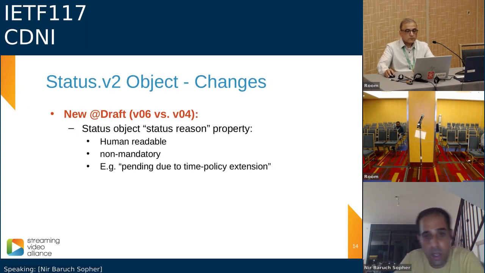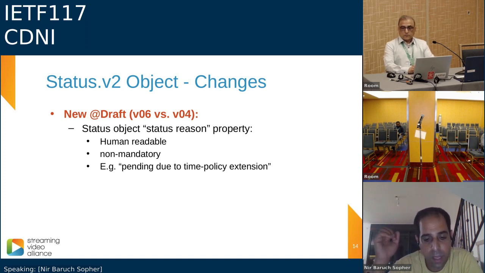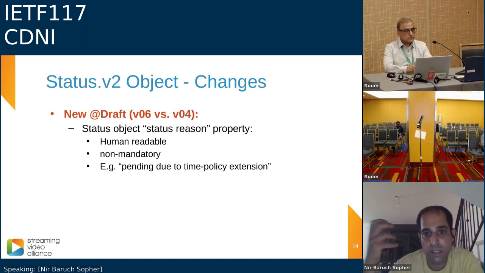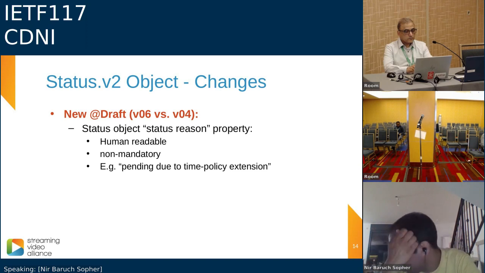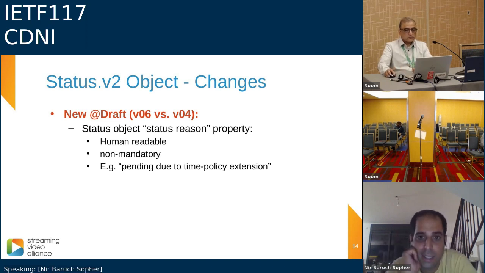An additional change in this draft is adding a status reason to the status object. It didn't appear previously. It's a human readable field, and it's optional. We figured out it is needed due to the extensions. For example, if we have an extension saying the trigger should run at a specific time, we can give an indication that the trigger is pending due to the time policy. Next, please.